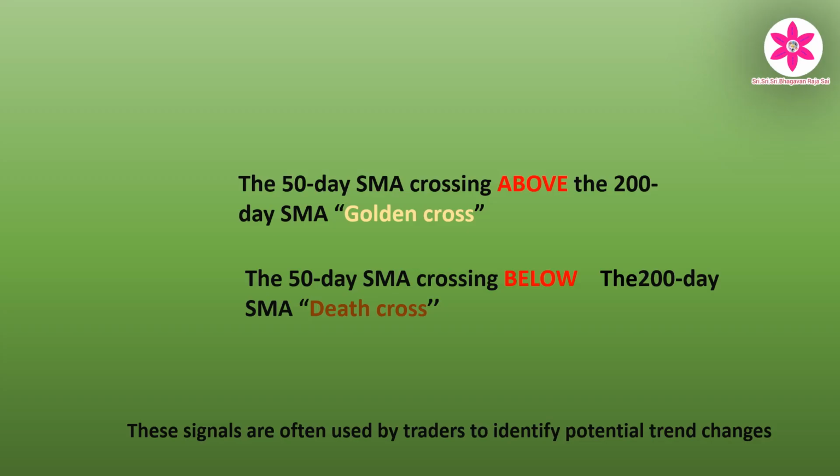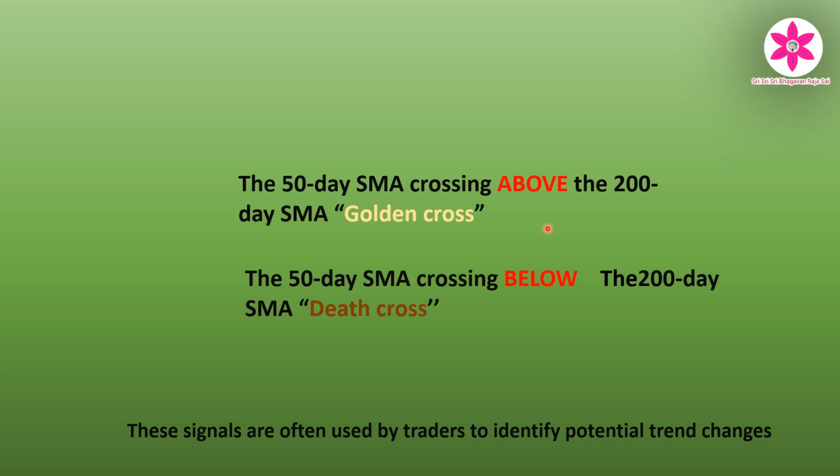Up to now, you learned about the SMA, EMA, WMA. Now, two more are there: Golden Cross and Death Cross. When the 50-day simple moving average is crossing above the 200-day simple moving average, then such a crossing is called a Golden Cross.